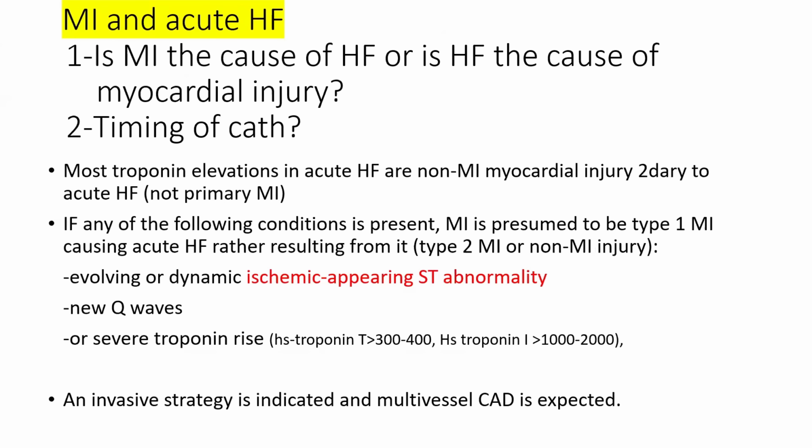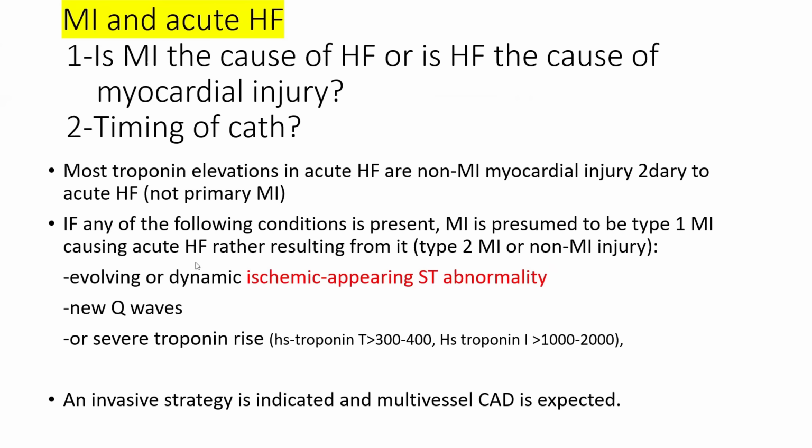And here I want to further discuss this combination of MI and acute heart failure in general. Whenever you have acute heart failure, you ask yourself 2 questions. Is MI the cause of heart failure, or is heart failure the cause of myocardial injury and troponin rise? And number 2, if MI is the cause of heart failure, when should I cath the patient? So in answer to the first question, most troponin elevations in acute heart failure are non-MI myocardial injury secondary to acute heart failure. They are not primary MI.